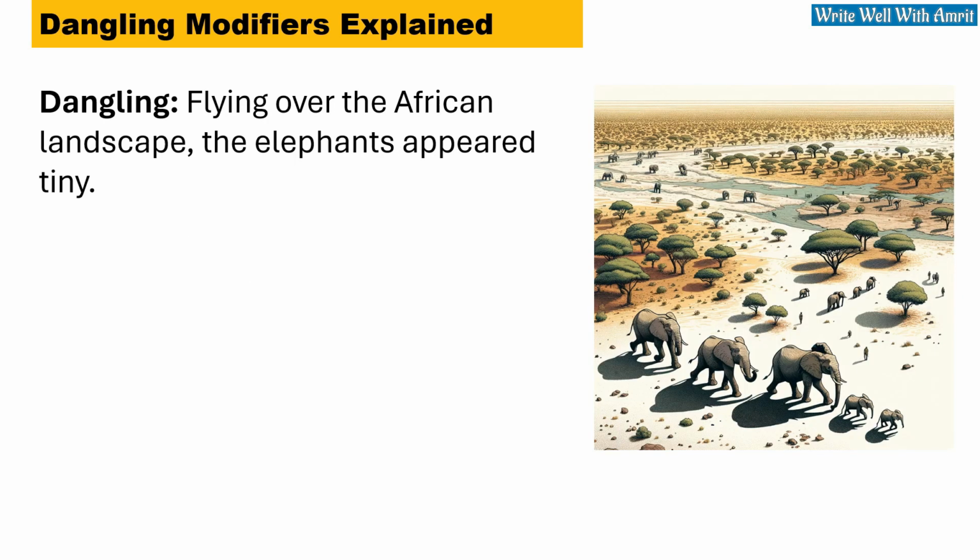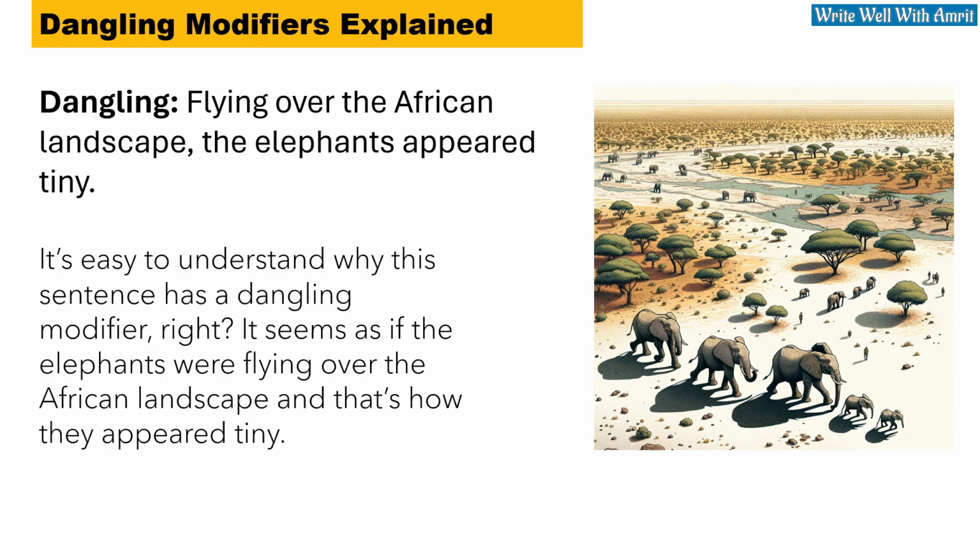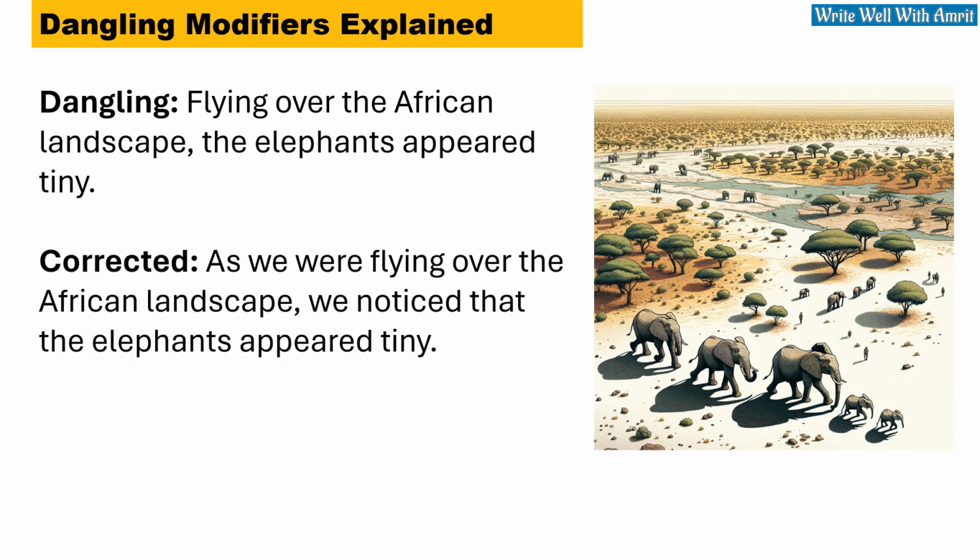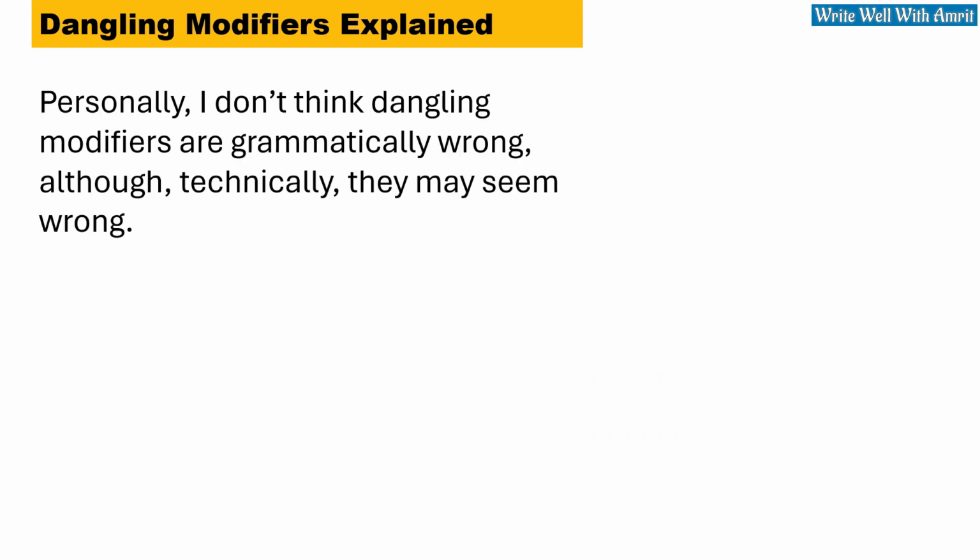Dangling. Flying over the African landscape, the elephants appeared tiny. It's easy to understand why this sentence has a dangling modifier, right? It seems as if the elephants were flying over the African landscape and that's how they appeared tiny. Corrected. As we were flying over the African landscape, we noticed that the elephants appeared tiny.